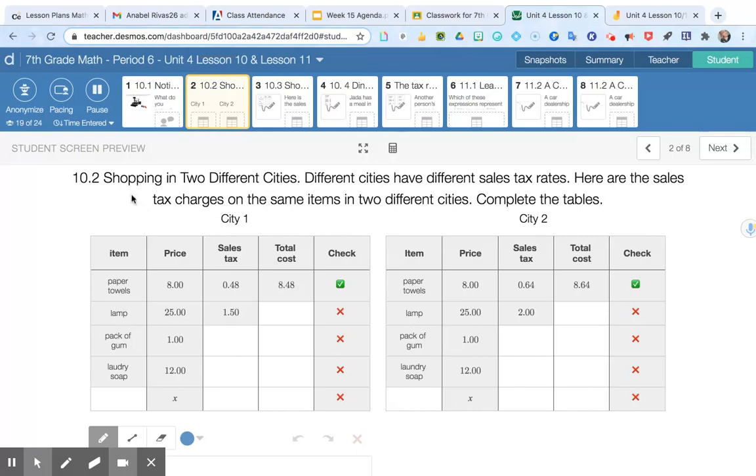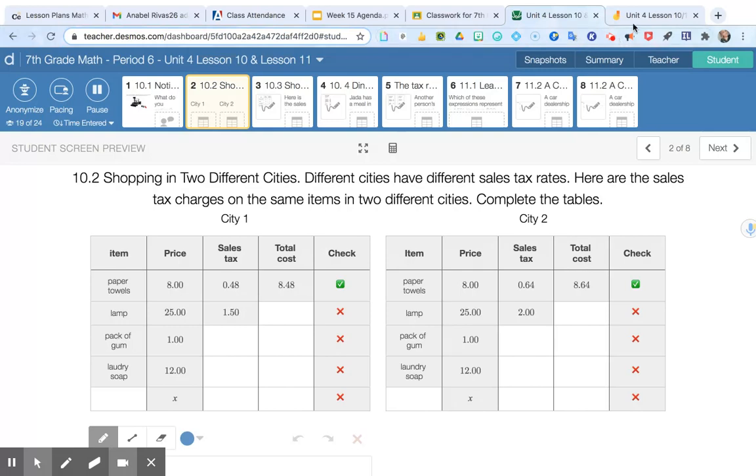For number 2, it says shopping in 2 different cities. Different cities have different sales tax rates. Here are the sales tax charges on the same items in 2 different cities. Complete the table. So same items, and it gave me the price. I have to find the sales tax and then add them to get the total. So they gave me the price of the item. I have to calculate sales tax, and then I add them together to get total.